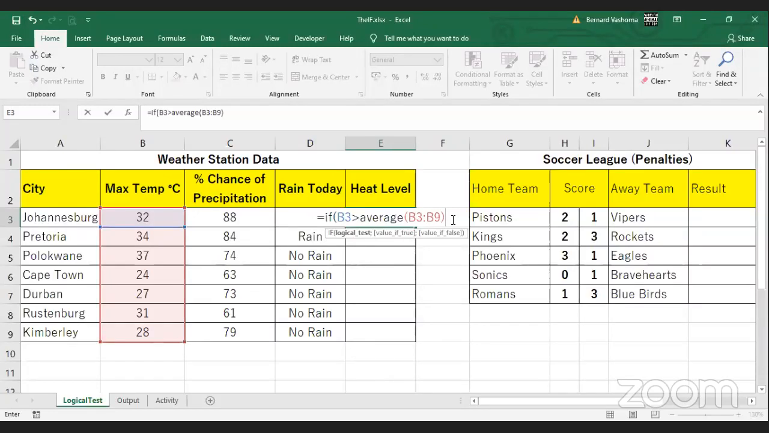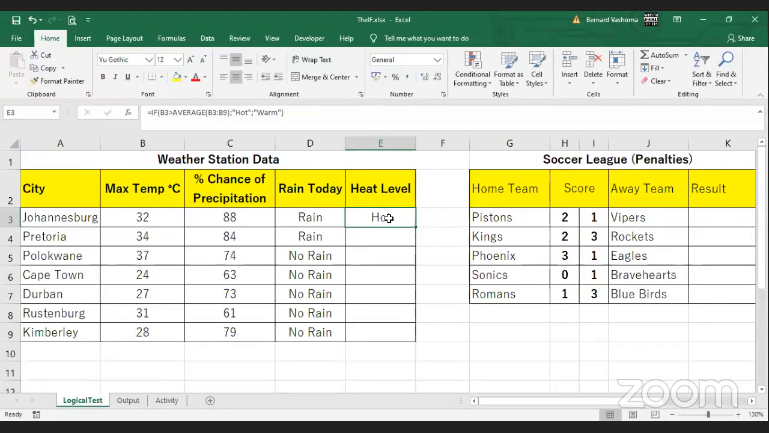So we go to our output values, right? And here we have hot. Say if it's greater, we say hot. And then if it's not, we just say warm. All right, so 32 should be above the average for this. So if you copy down, right there we have Cape Town is warm, Durban warm. So that's how you can also do it.